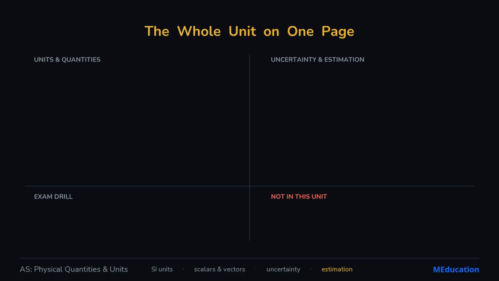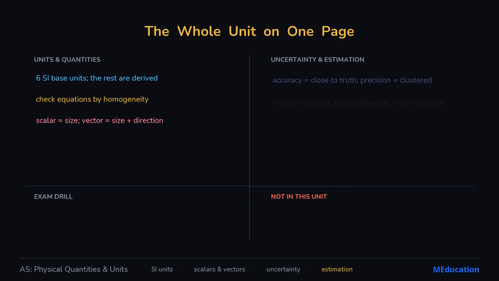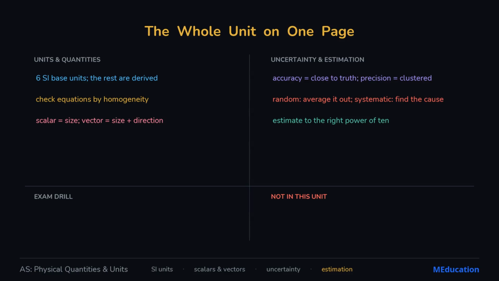Every quantity is a number and a unit, with all units built from 6 base units, and homogeneity lets you check any equation. Quantities are either scalars, size only, or vectors, which carry direction and add tip to tail. No measurement is perfect, so note accuracy versus precision, and random versus systematic error. And always sanity check with a rough order of magnitude estimate before you trust a precise-looking answer.